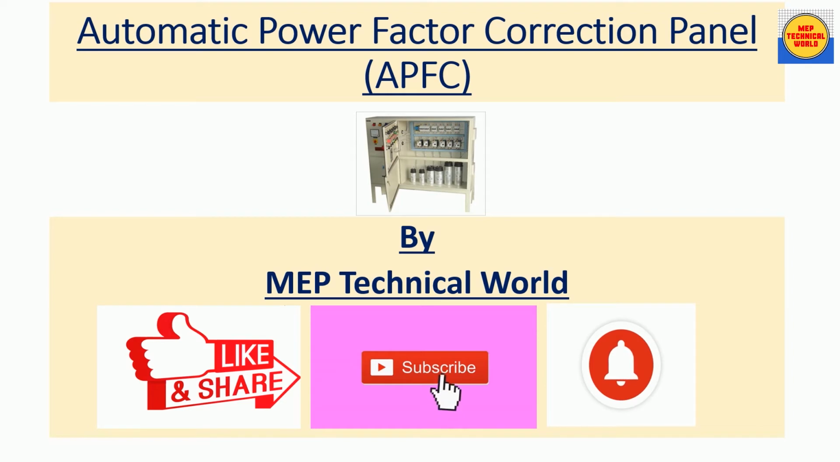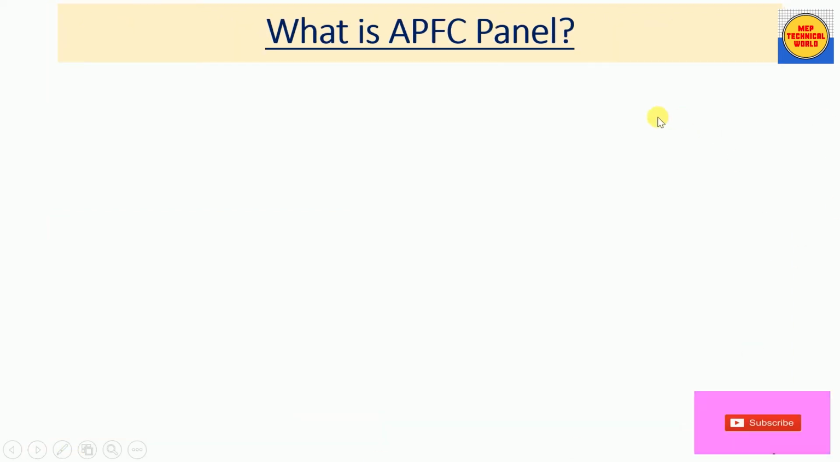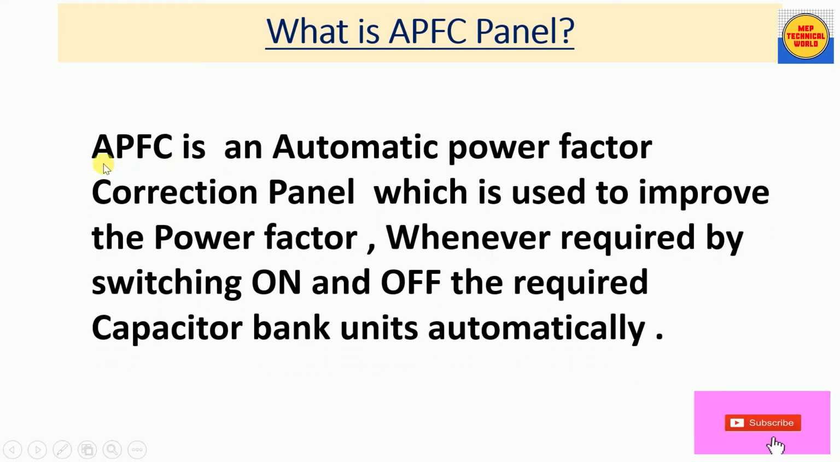So let's start. So basically what is APFC panel? What does it mean? APFC panel is an automatic power factor correction panel which is used to improve the power factor whenever required by switching on and switching off the required capacitor bank units automatically. This panel is actually used to improve the power factor of the system.